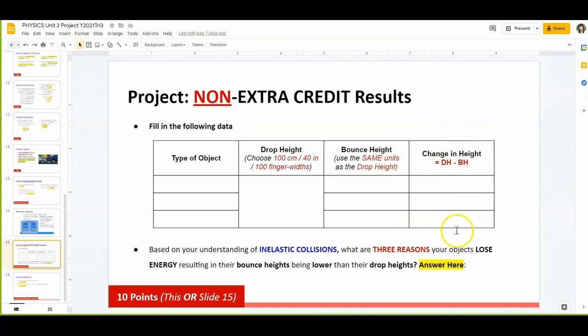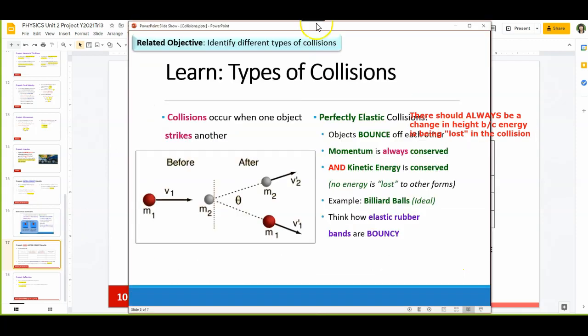Now what you should notice is that there is always a change in height. There should always be a change in height because energy is being "lost" in the collision, as it bounces. Now let's talk a little bit about that, because that's going to require us to understand a little bit more about collisions and about why I put this "lost" in quotations, because it's not exactly being lost. So let's talk a little bit about collisions.